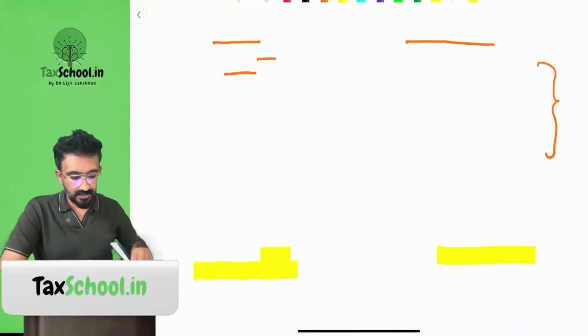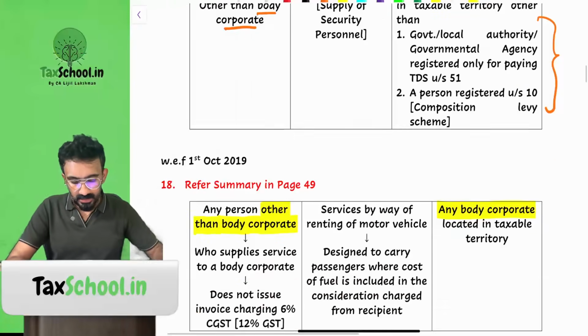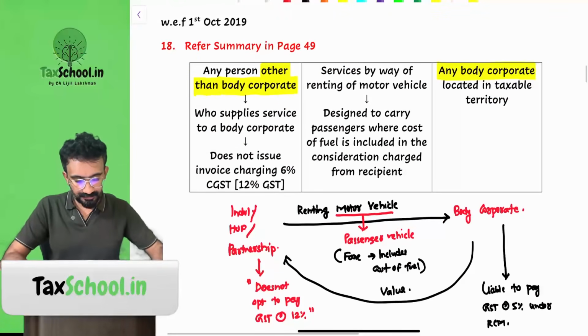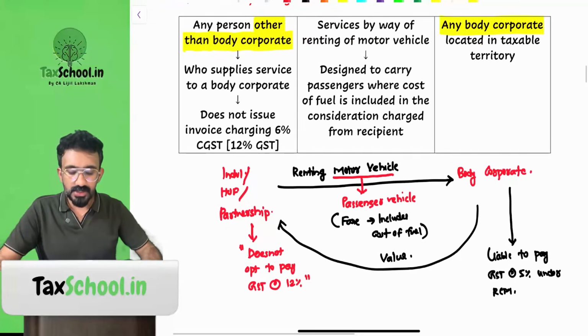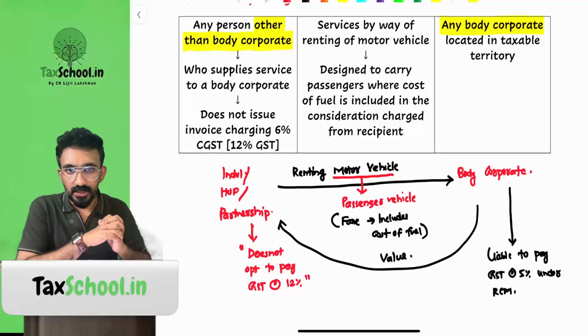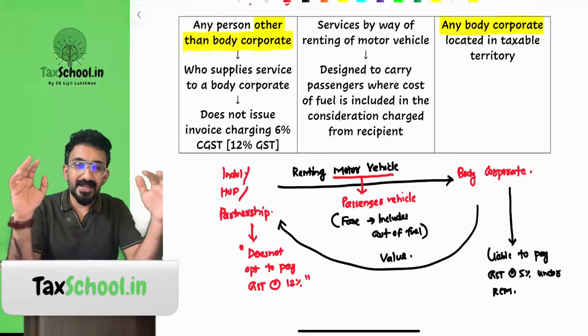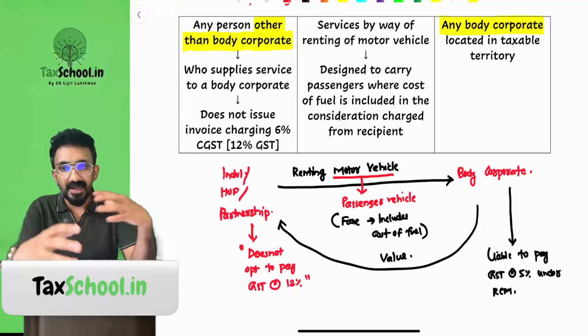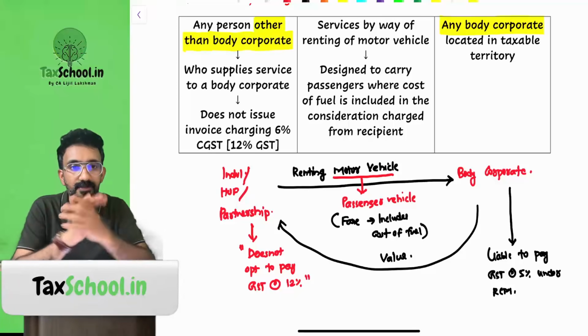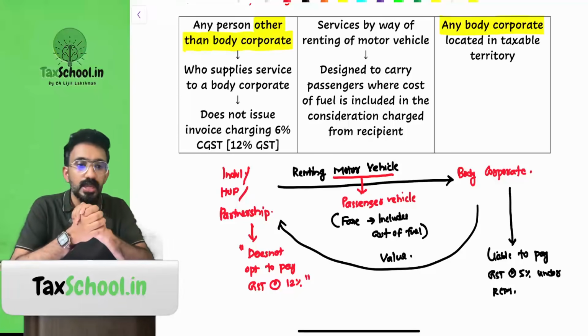Can I have a quick yes if this is clear? Now let's move to the last case of our discussion, which is renting of motor vehicle. There are multiple areas that can be tested with renting of motor vehicle. In the later revision, I'll club these points. Right now, I'll give you only the fundamental point and then try to conclude our RCM cases.